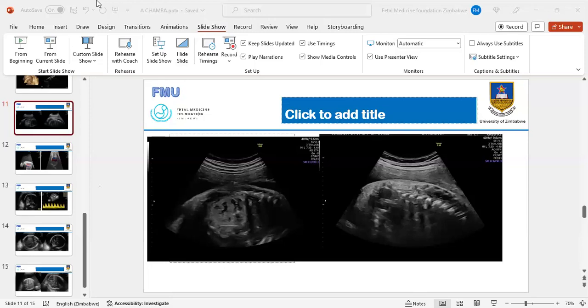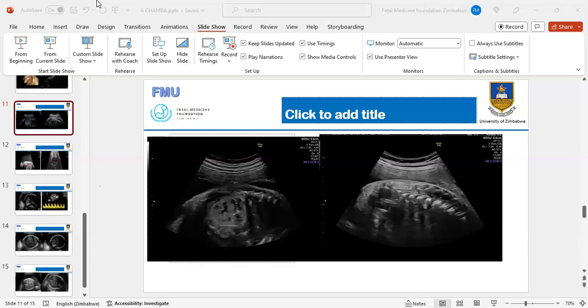Microcephaly is secondary to things like infections and other brain abnormalities like neuronal migration disorders. I think you remember these terms when we were doing the CNS abnormalities. The videos are there on our YouTube channel, Fetal Medicine Foundation Zimbabwe. You can watch those ones.